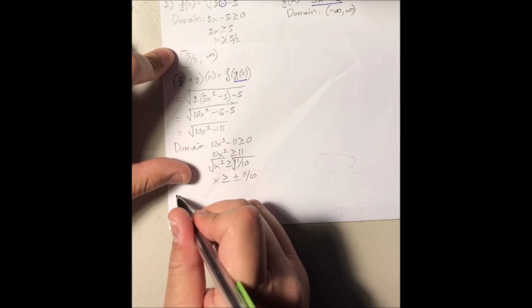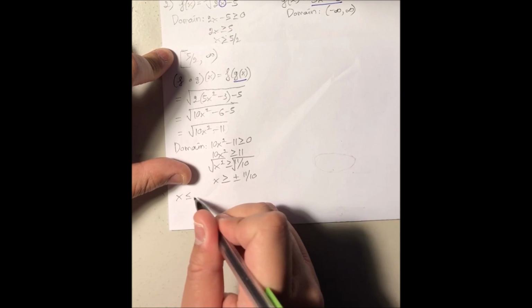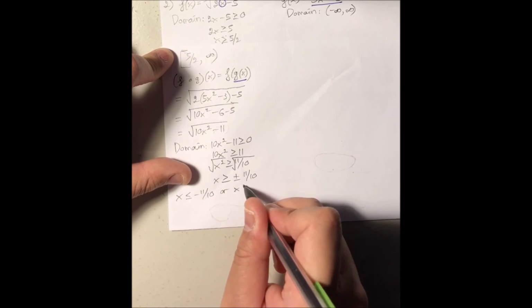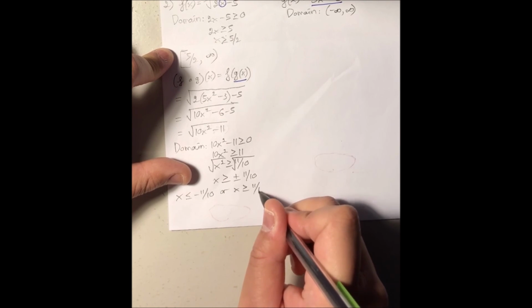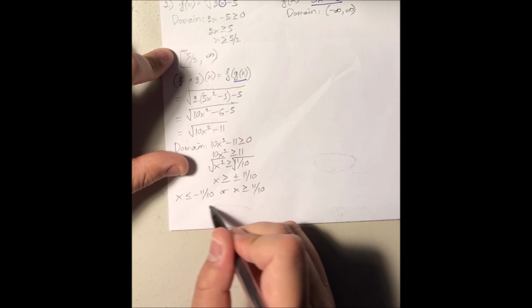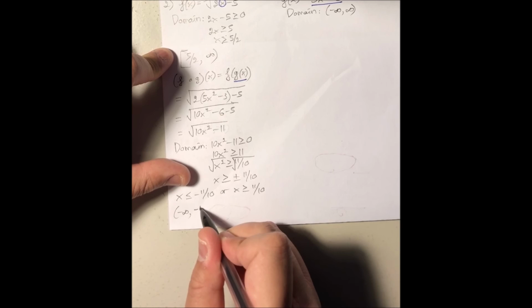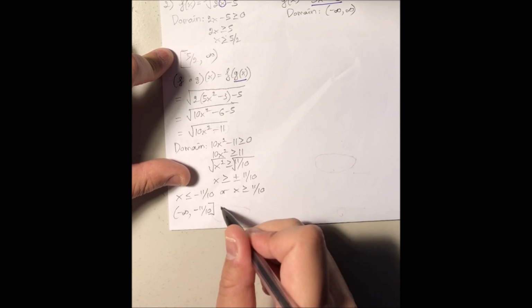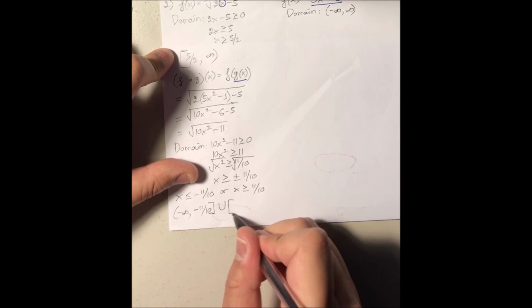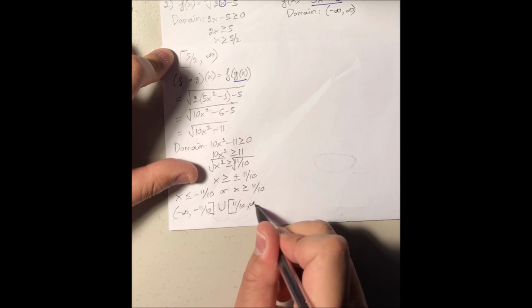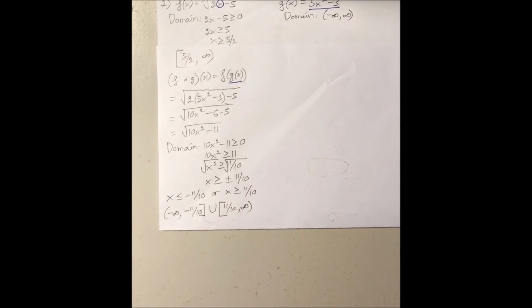Case 1 is when x is less than or equal to negative square root of 11 over 10. Or case 2, we get x greater than or equal to positive square root of 11 over 10. So the interval notation for this is going to be from negative infinity to including negative square root of 11 over 10, or, which is the word union, you can think of it as that, from including positive square root of 11 over 10 all the way to positive infinity. So that's the interval notation for the domain.